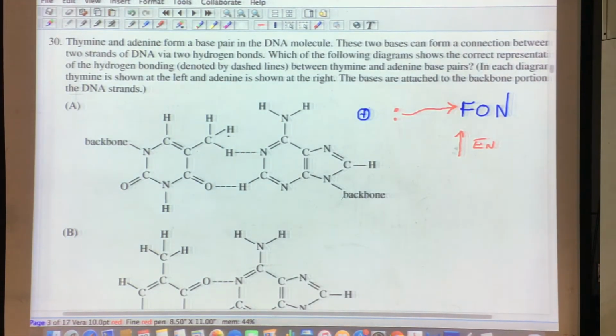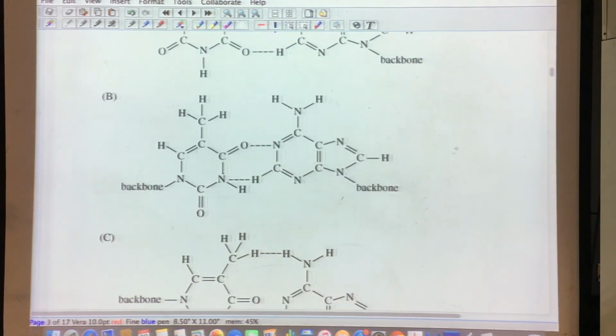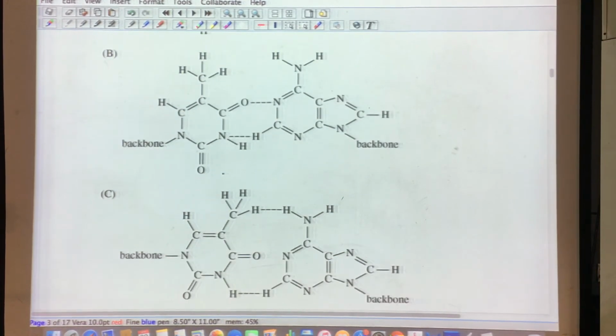Now, that being said, let's look at our choices. Which one is showing correct H bonding? Is this an electron deficient H? Carbon and hydrogen have almost the same electronegativity, so that would be incorrect. That would never H bond, that's right. Okay, B, let's see what we got here. Another non-electron deficient H. That's not an FON. That's not going to H bond, not going to happen.